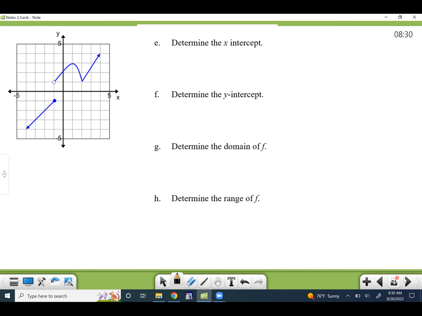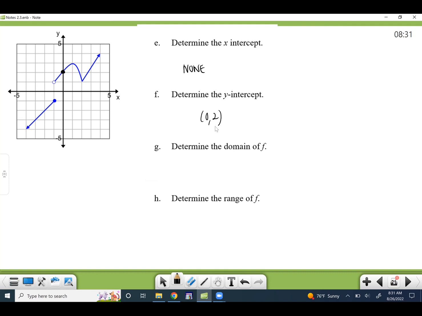Same picture. Determine the x-intercepts. Well, here's the x-axis right here. I don't see it ever touching the x-axis. So there is no x-intercept. For the y-intercept, it's right here that it touches the y-axis. So that ordered pair would be 0, 2.